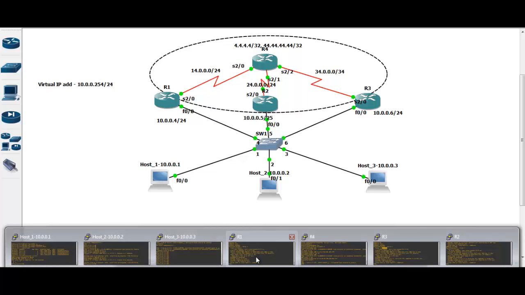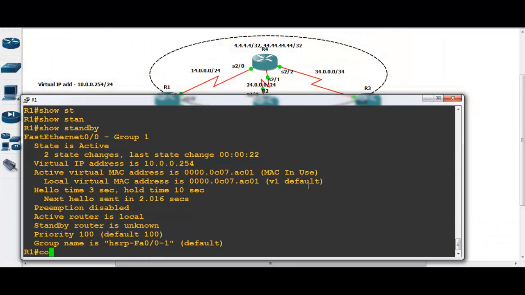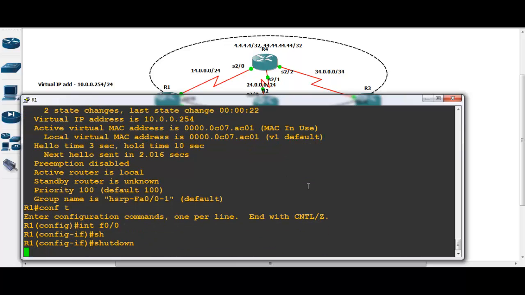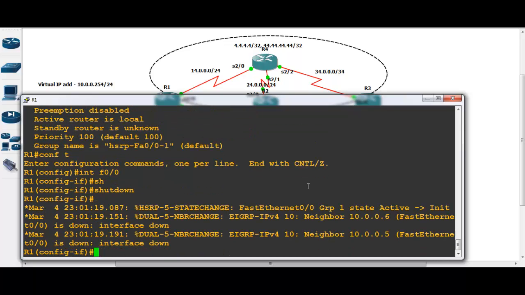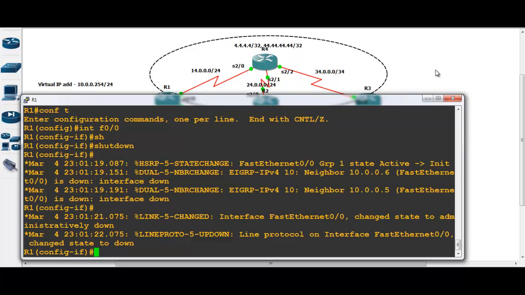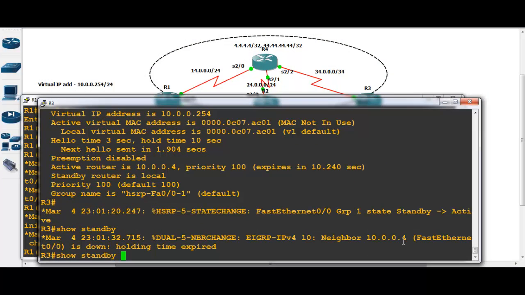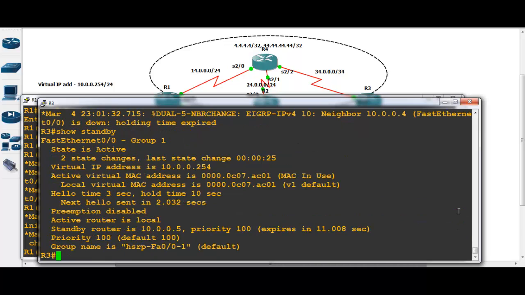Now, if R1 goes down, interface FastEthernet 0/0, I am shutting it down. Now, who gets the chance to become active? It is R3, not R2. The reason is R3 has the standby role, so it will become active. See, it has got the HSRP message. See, it has already turned from standby to active. So show standby. This says I am the active and the MAC address is in use.